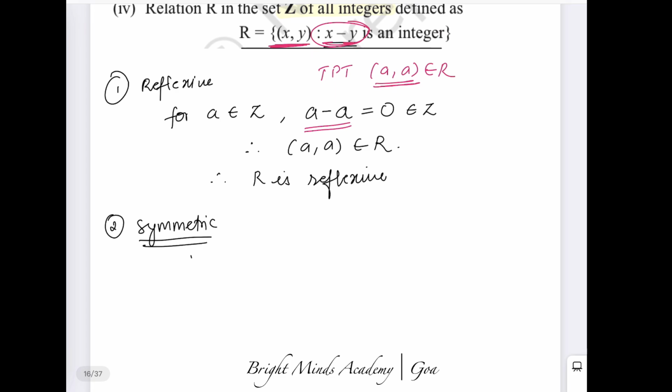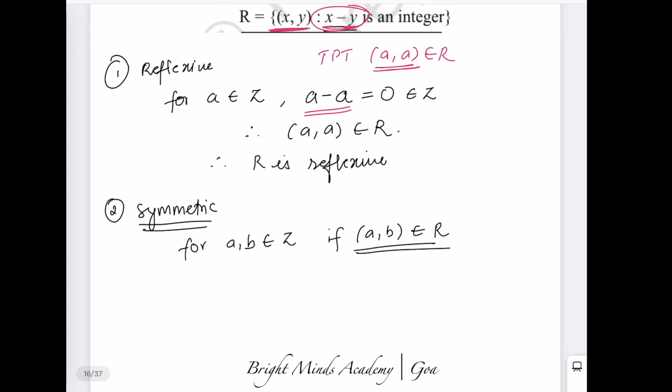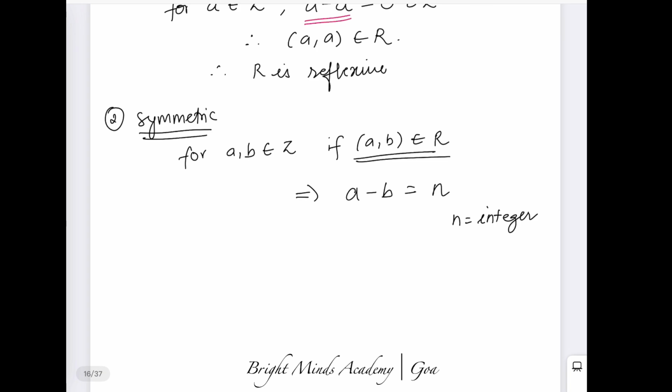Now the next thing that we have to check is for symmetric behavior. For symmetric, I'm going to say for a comma b belonging to the set Z, I'm going to assume that a comma b belongs to the relation R. Since we have assumed that a comma b belongs to the relation R, what does this mean according to the definition? It means that a minus b is an integer. So I'm just going to take it equal to n, where n is an integer.